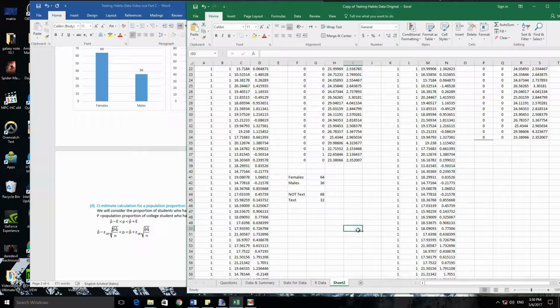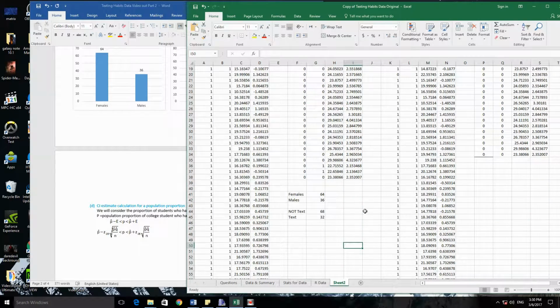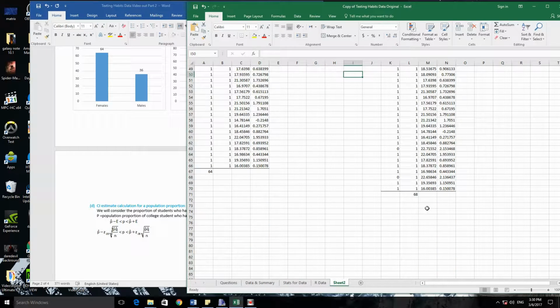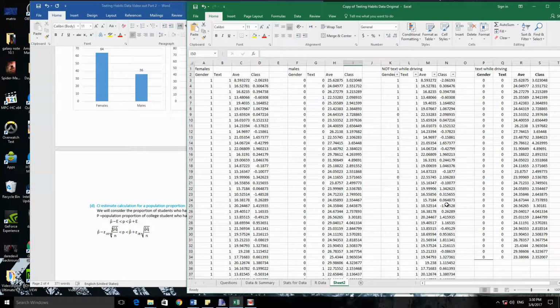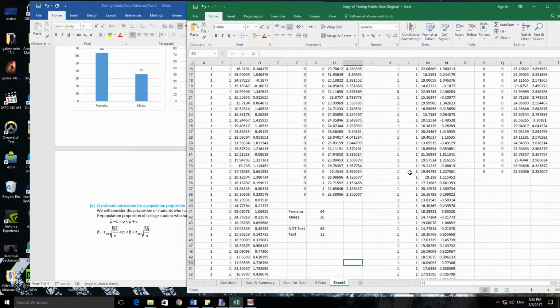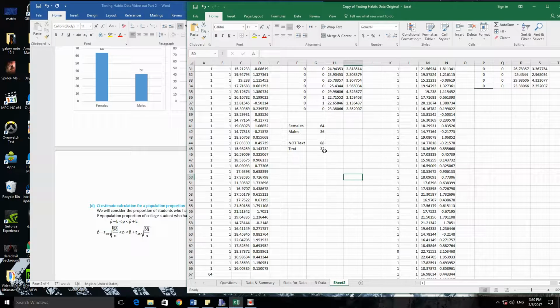You could do that with both of your categorical variables. My other categorical variables were texting and not texting, and again I added them up. We did this already in other videos. You just use the summation. The number that did not text while driving was coded as a 1 in my data set, so I added those up. There were 68 of those, which meant 100 minus 68, 32, of the people who have ever texted while driving.